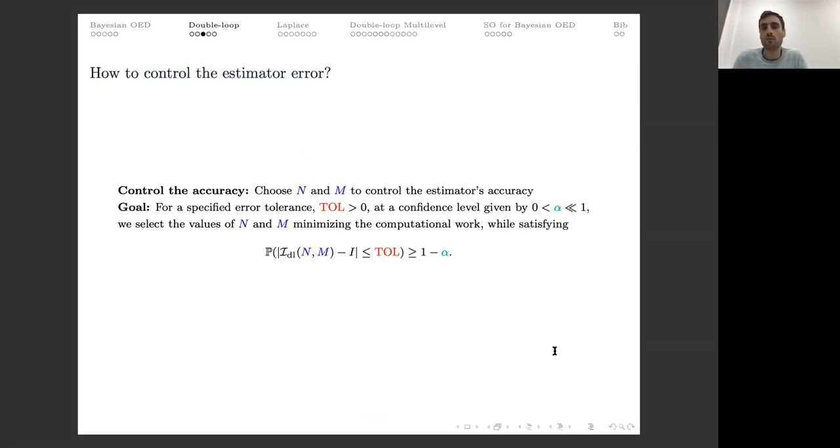Okay, we now aim at defining a tolerance. And for that tolerance, we want to find the parameters m and n that minimize the computational work, satisfying this probability inequality, which says that the probability of this error being smaller than the tolerance is larger than 1 minus alpha. And alpha here is a very tiny parameter, which is larger than 0.